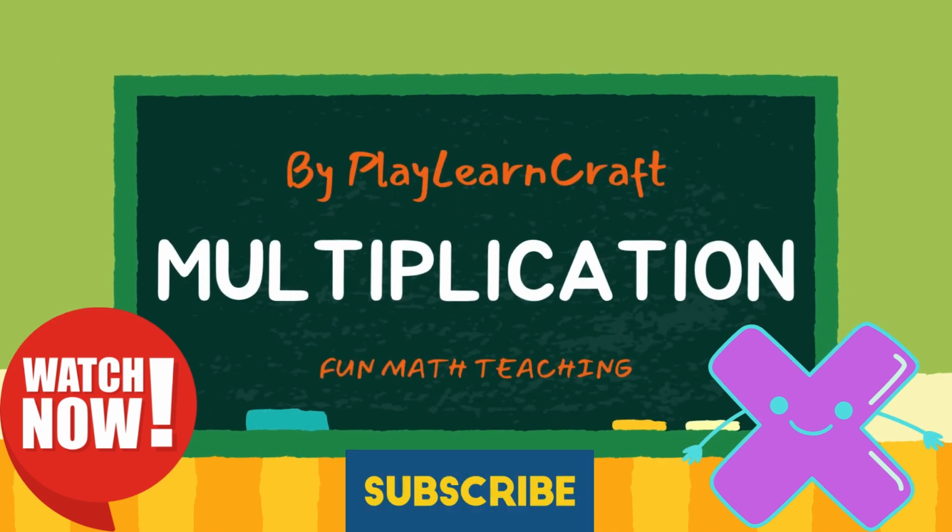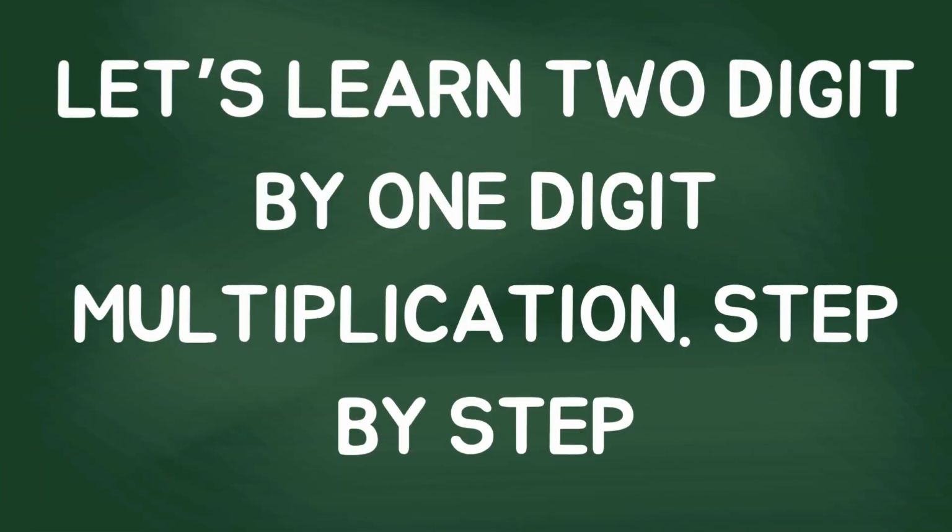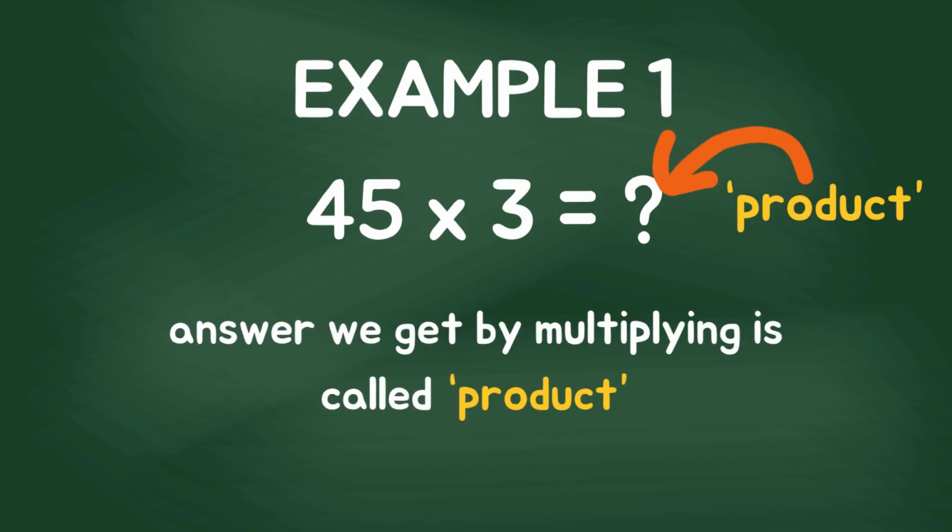Multiplication of two digits by one digit. A step-by-step review. Look at example 1. 45 multiplied by 3. The answer that we get by multiplying these two numbers is called product.